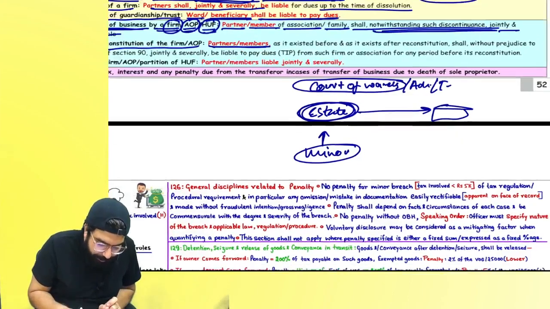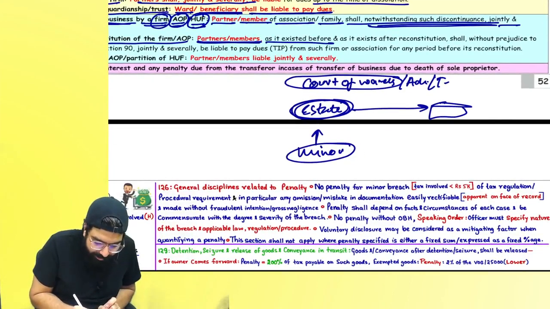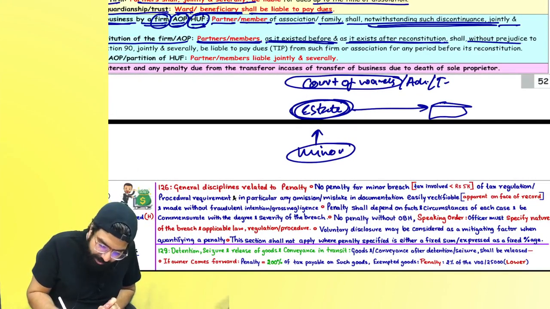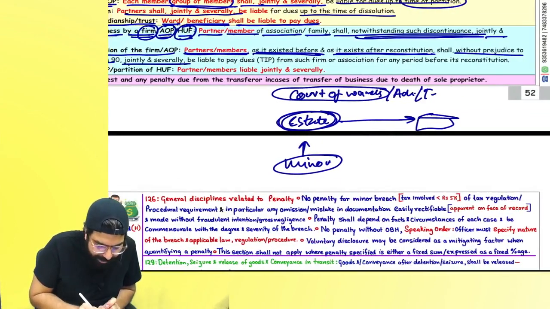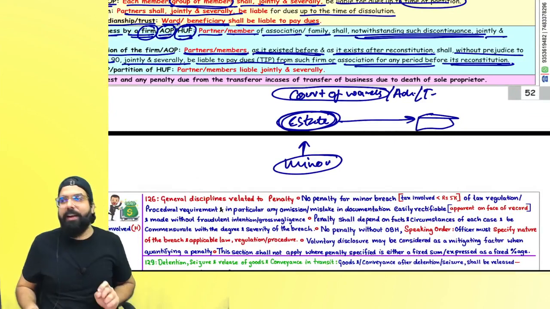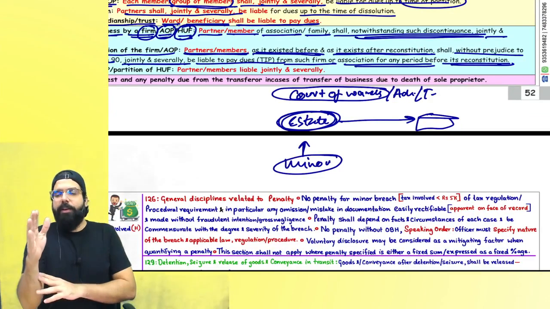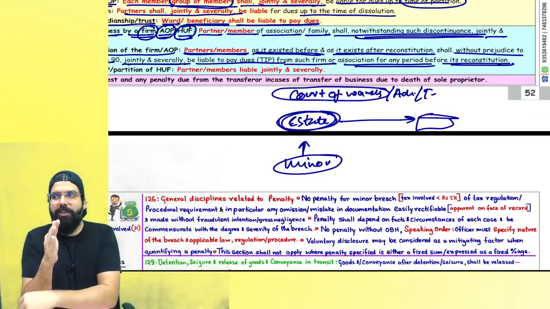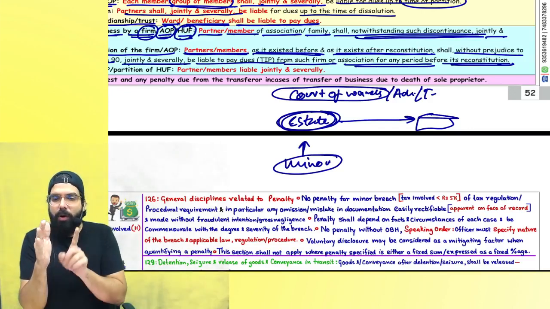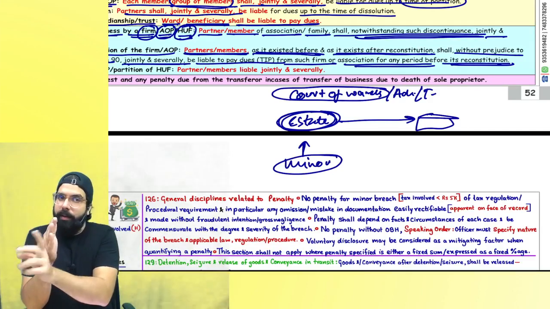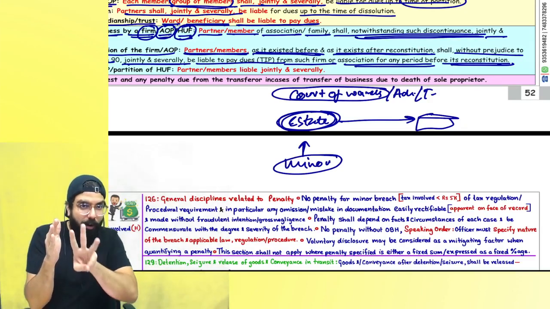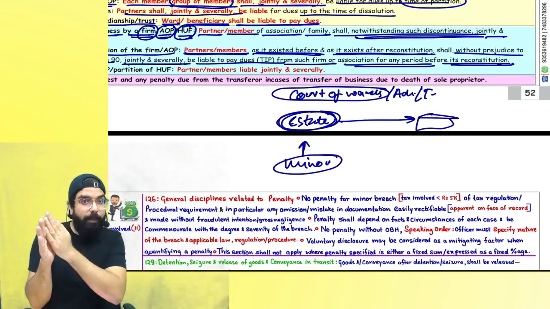Same as retirement type. Partners or members as it existed before and as it exists after shall be liable, without prejudice to section 90, jointly and severally to pay the dues of such firm for any period before its reconstitution. Tell me one thing. A new partner is coming in. He should do his due diligence and come into the firm. Old dues, he is also liable. Not only the old partners are liable. Because you joined newly, you are also liable for all the old dues.